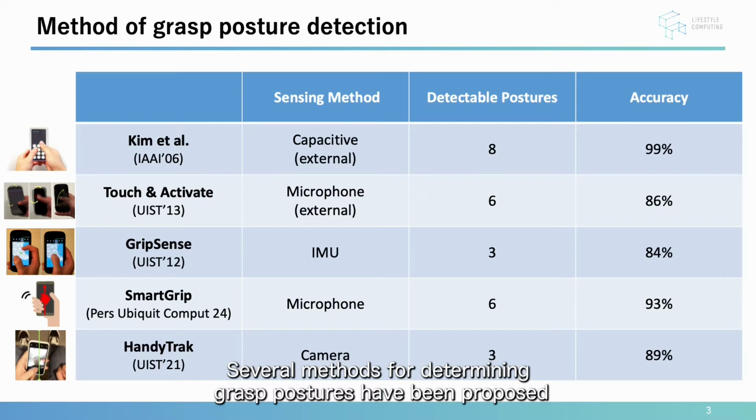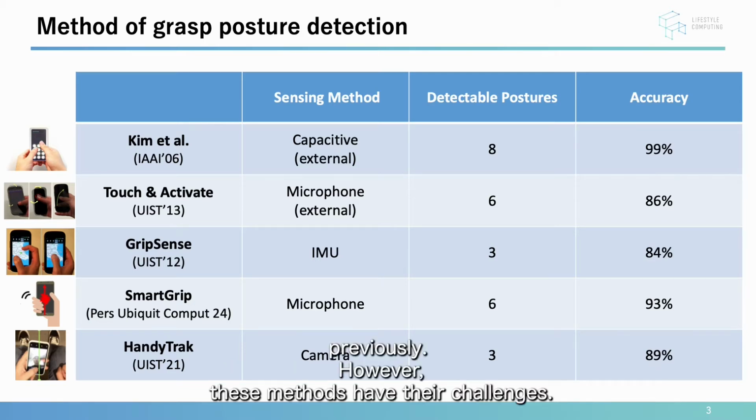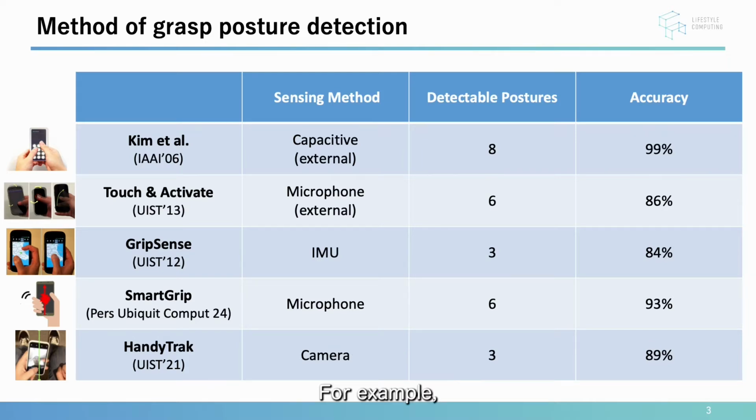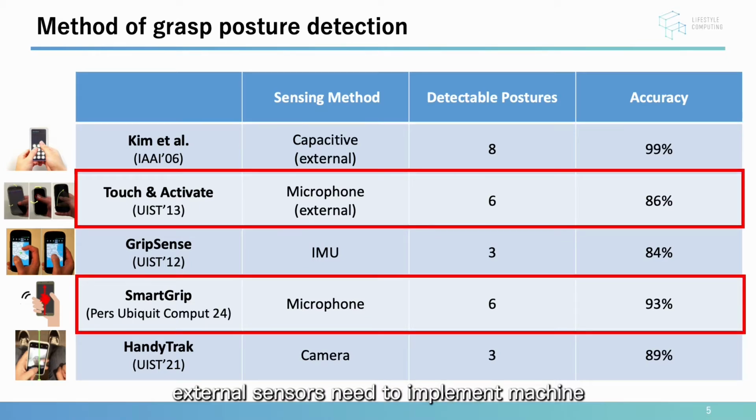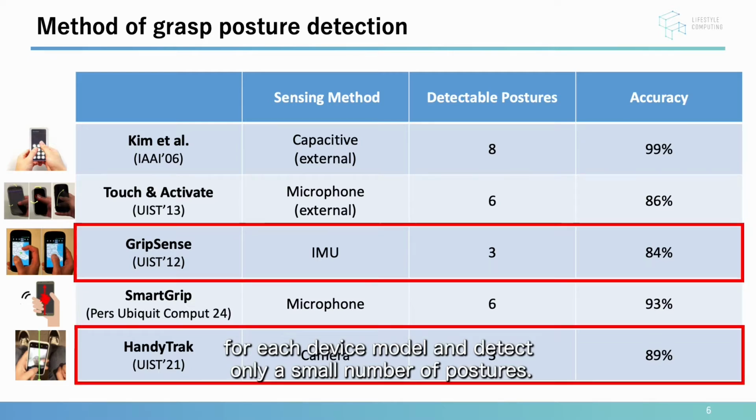Several methods for determining grasping posture have been proposed previously. However, these methods have their challenges. For example, these require external sensors, need to implement machine learning models for each device model, and detect only a small number of postures.